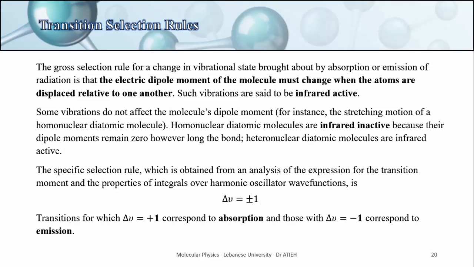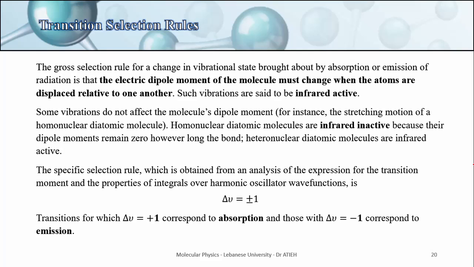In these cases, these vibrations are called infrared active. Why infrared? Because vibrational spectra are found in the infrared region. Now in our course, we are interested in diatomic molecules, homonuclear and heteronuclear. In the case of homonuclear diatomic molecules, the dipole moments are zero. Why are the dipole moments zero? Simply because the distribution of charge is equal on both sides, so there is no separation between positive charges and negative charges, and this causes a zero dipole moment.